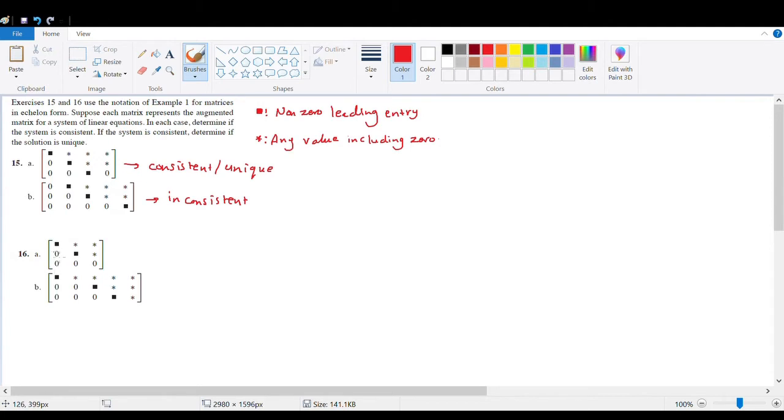For number 16, this one is a leading entry, this one is a leading entry, and here we have the form 000, that means our system is consistent.